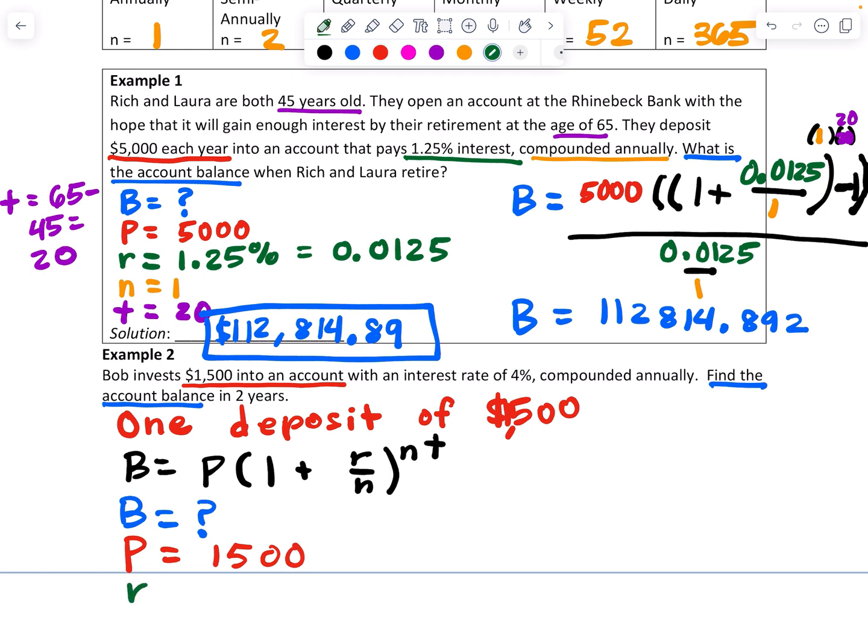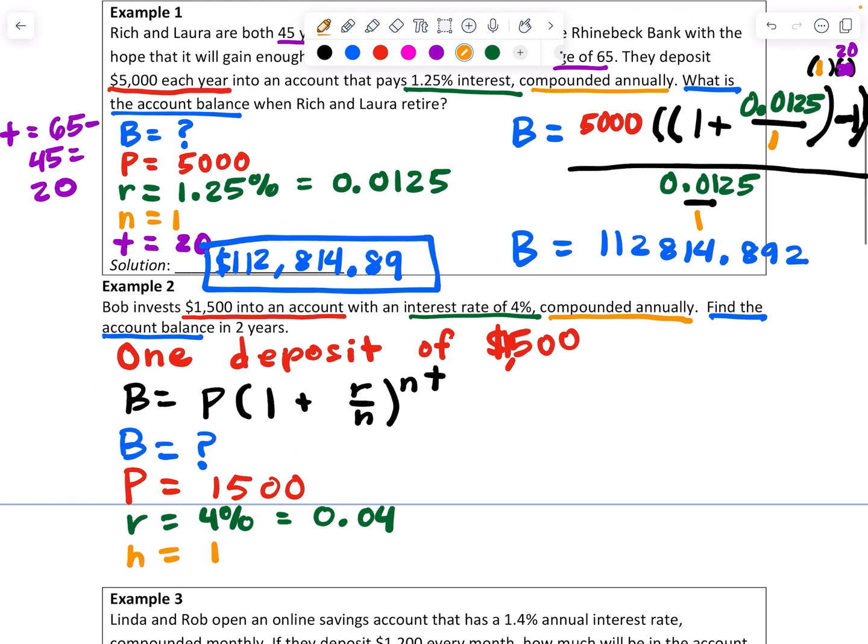R, interest rate of 4%. Move the decimal though, so this would be 0.04. N, still how often it's compounding, compounded annually, so N would equal 1. And T, we want to find the balance in 2 years, so T would equal 2.